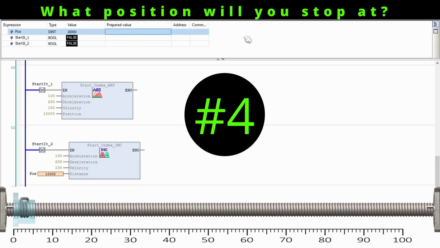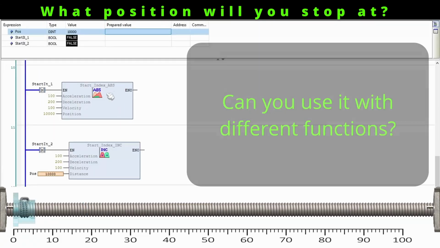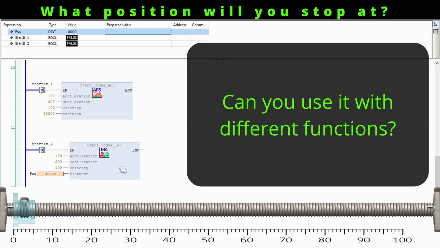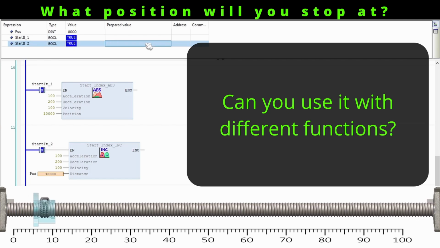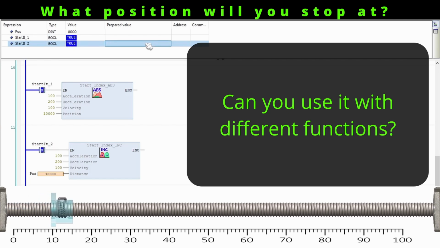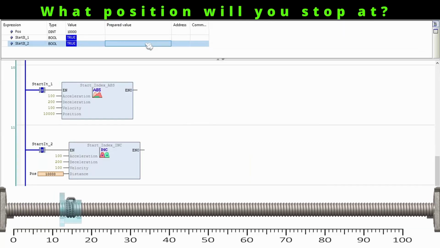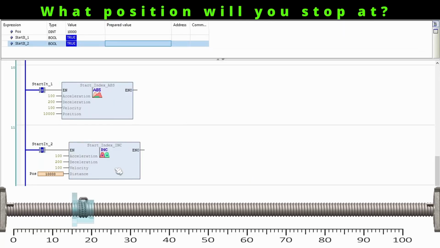So we have two blocks here. We have a Start Index Absolute block and a Start Incremental block. The question is what happens when we start the incremental block after an absolute block? Here at 5 inches, we're going to do it again. Because we started it at 5 inches, it also went to 15. So it doesn't really matter what the previous block was. It just uses the current position plus that distance.